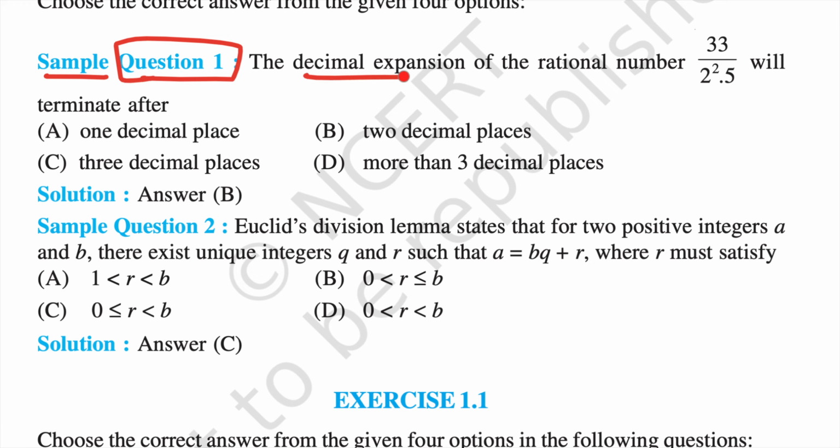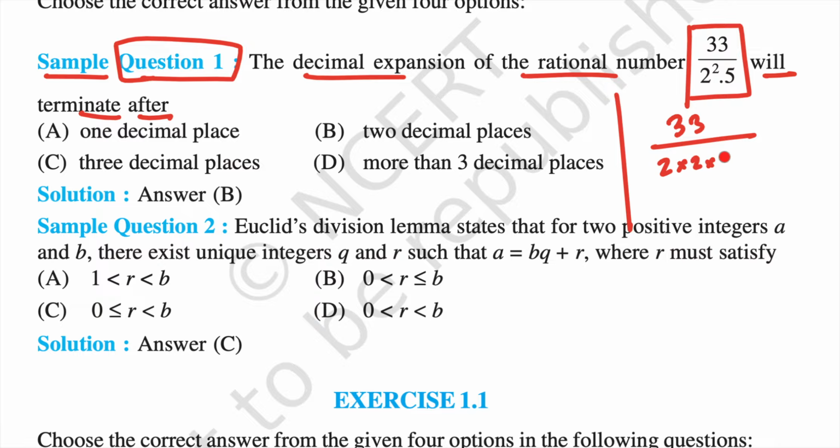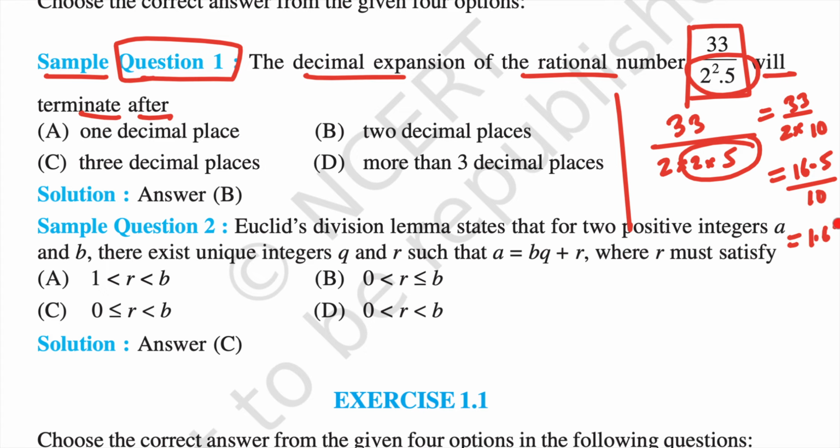The question they have asked is: the decimal expansion of the rational number written in p by q form will terminate after how many digits, or how many digits will be there after the decimal place? So let's see. Can we write the denominator as 2 times 2 times 5? We know that 2 times 5 is 10, so 33 over 2 times 10, we can write this as 16.5 over 10, and in simplified version as 1.65, because when we remove the zeros we can shift the decimal to the left.